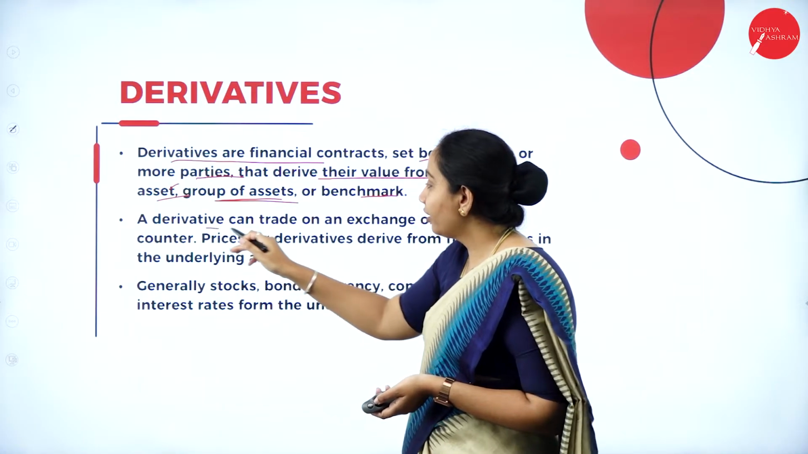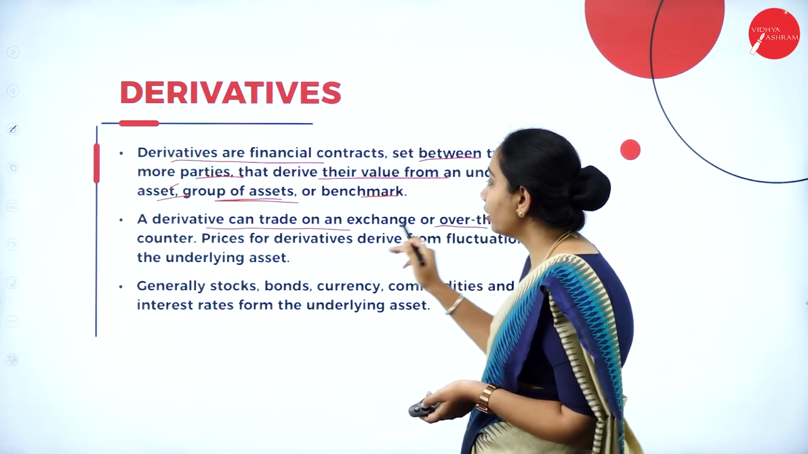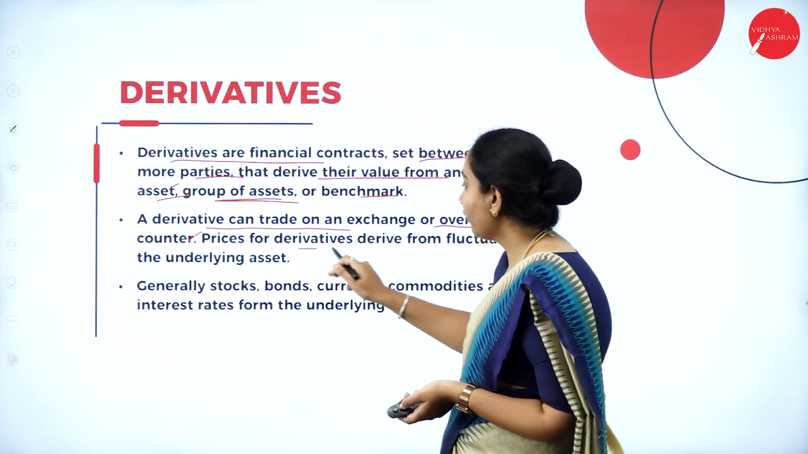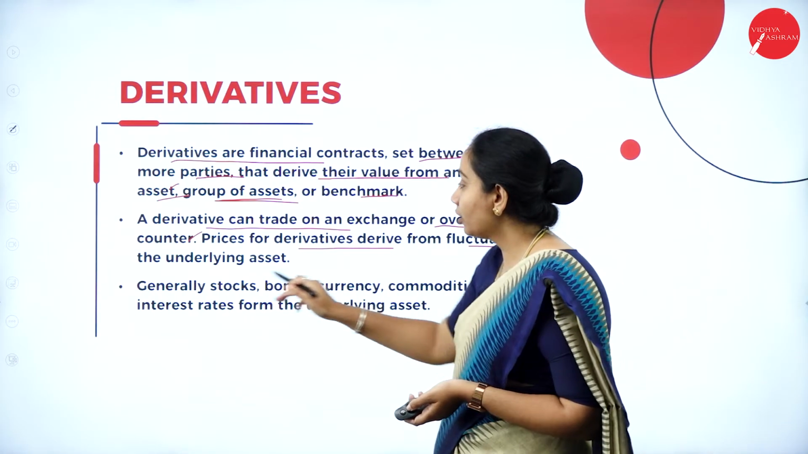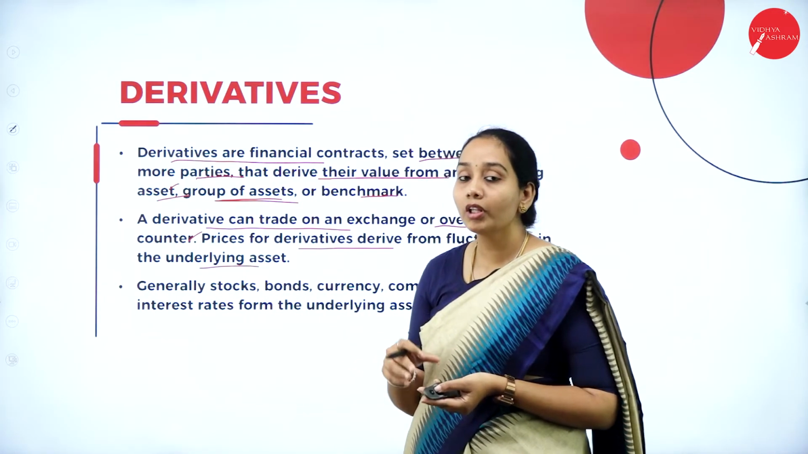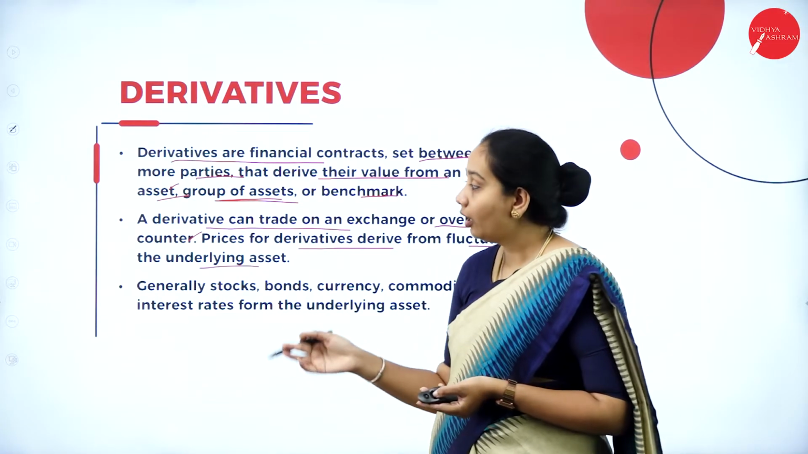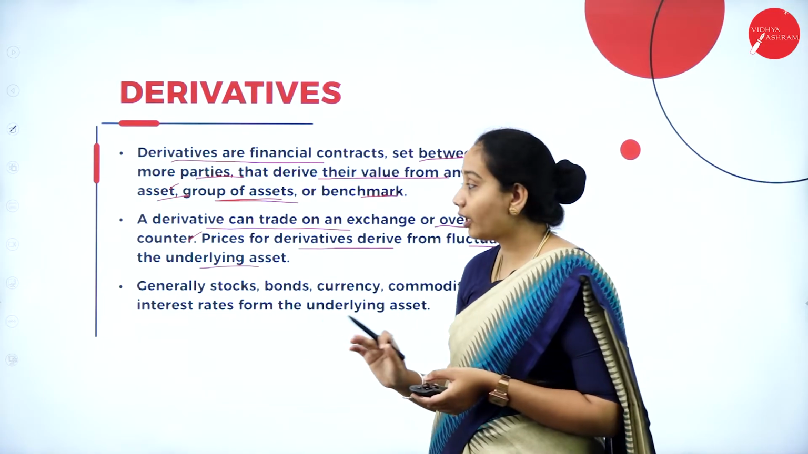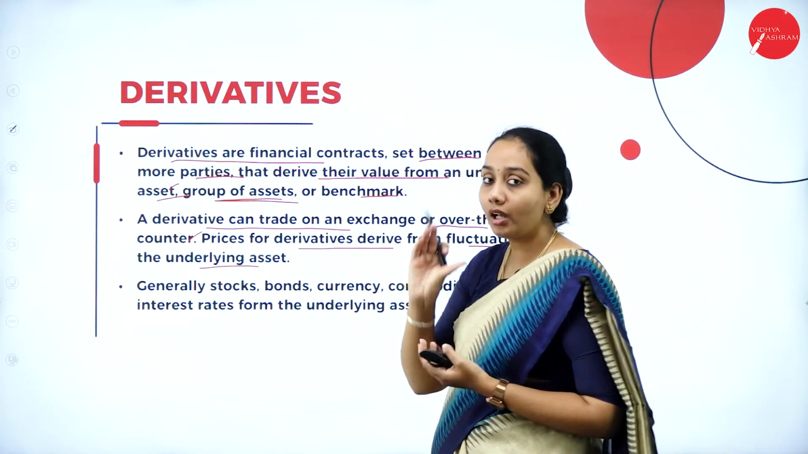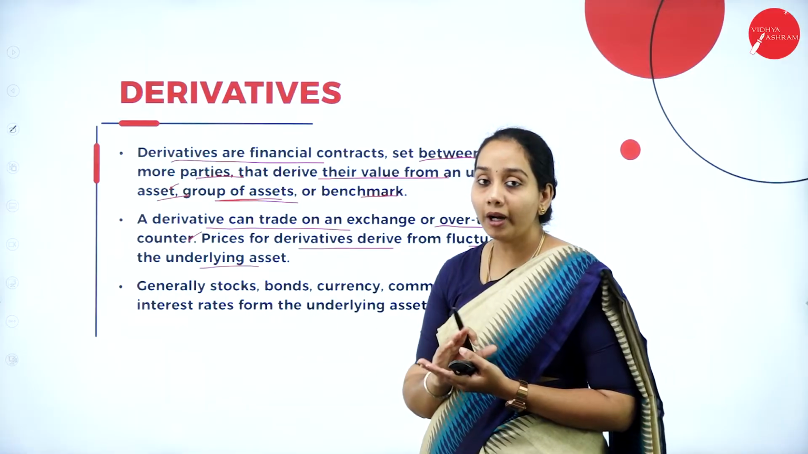A derivative can trade on an exchange or over the counter, with prices derived from the fluctuation in the underlying asset. So based on the predetermined prices that have been fixed by the stock market, they can trade based on that, or they can exchange at agreed prices between the two parties.